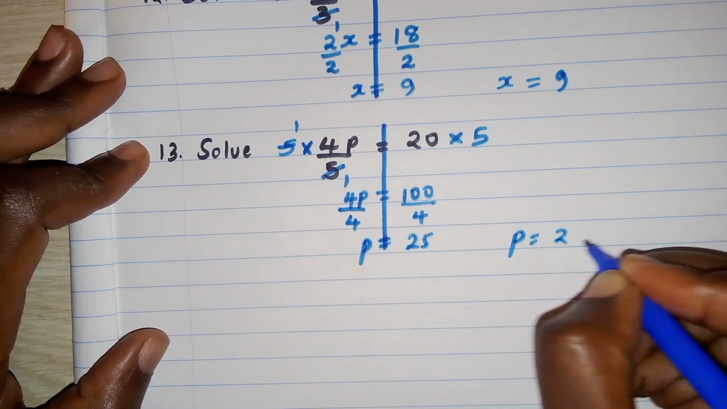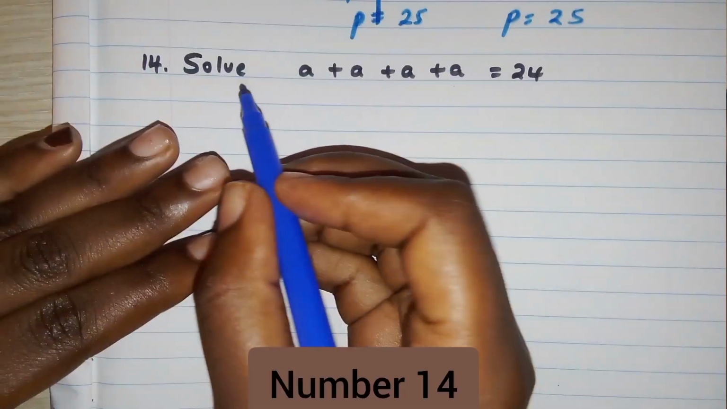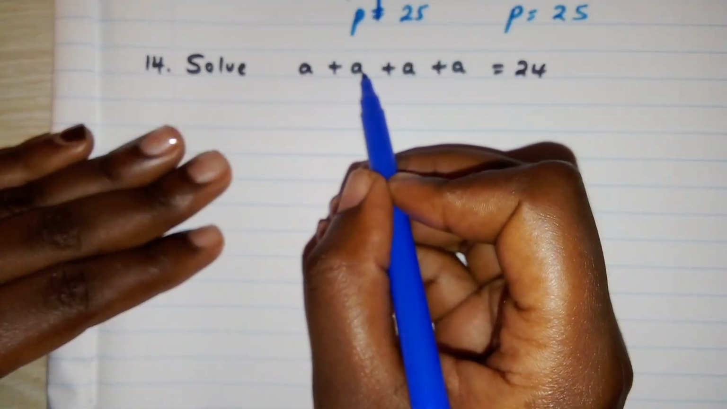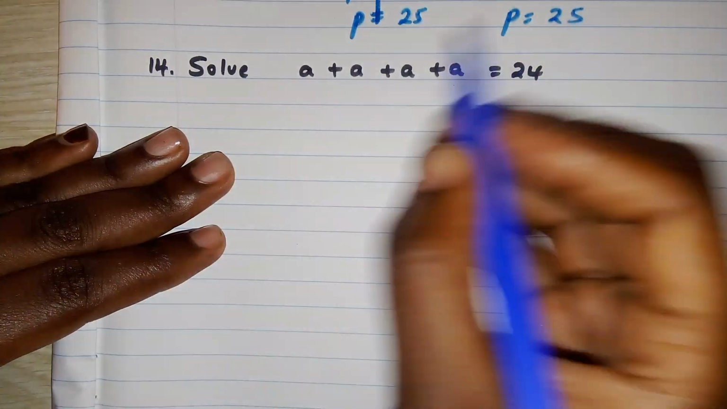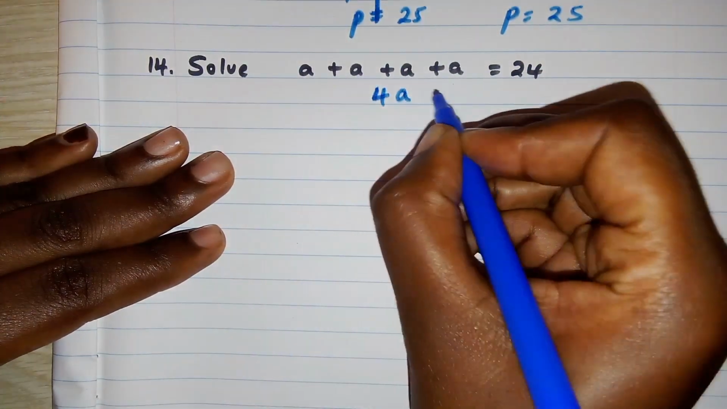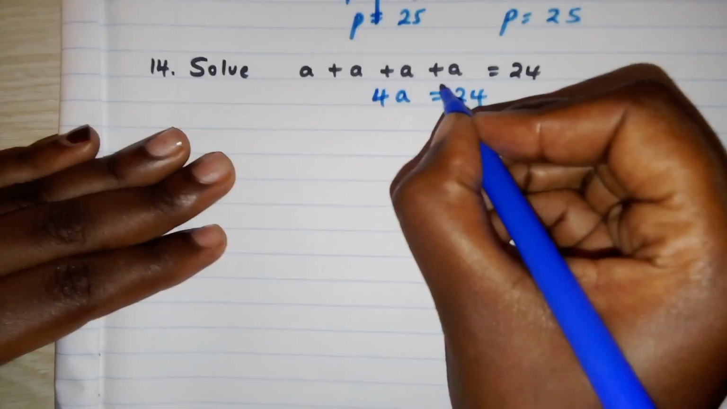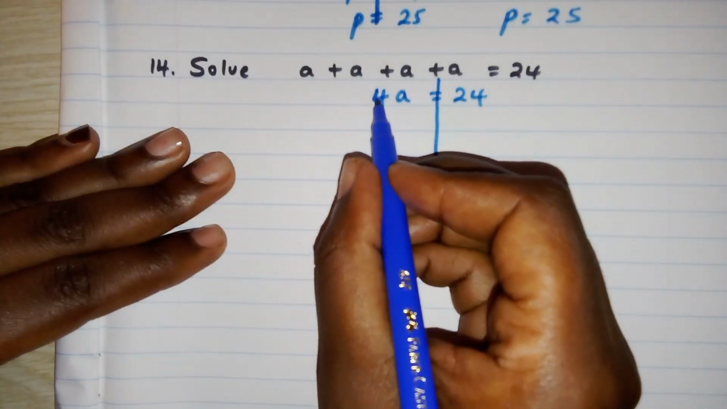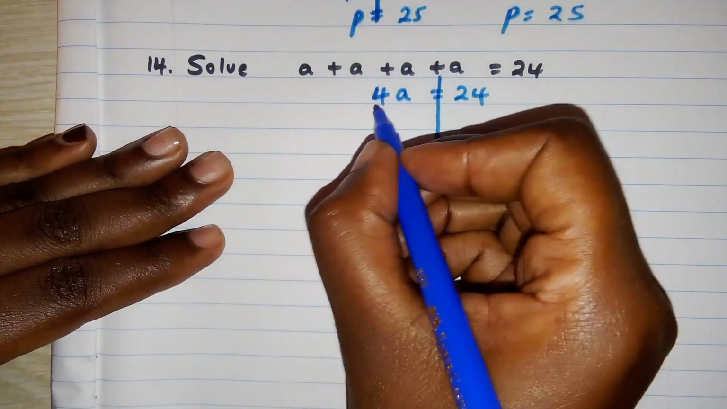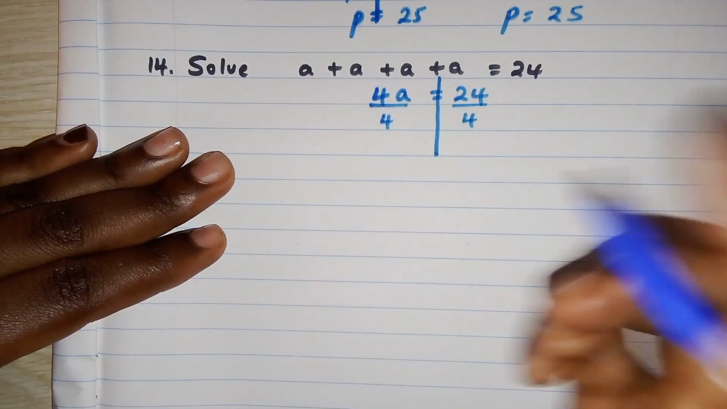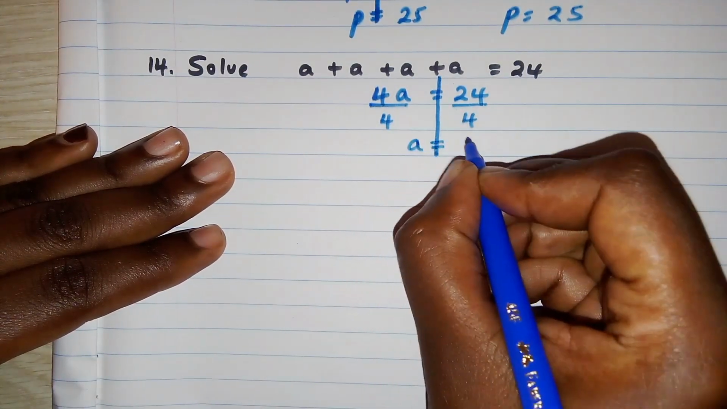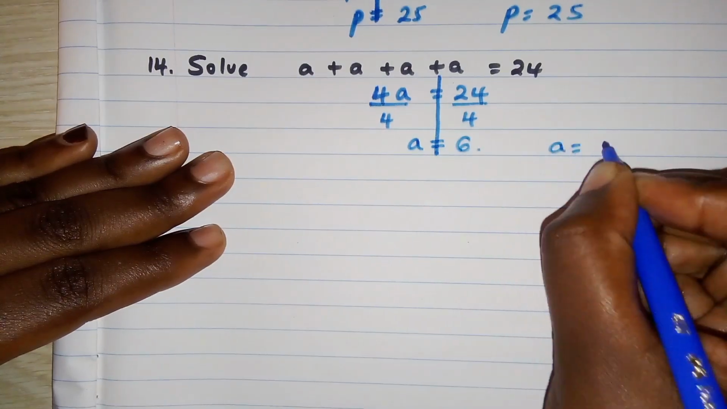Number 14, solve a plus a plus a plus a equals 24. So let's add all the a's. Those are 4 a's equals 24. This is 4 times a. So opposite of times will be division. Divide both sides by 4. So a equals 6.